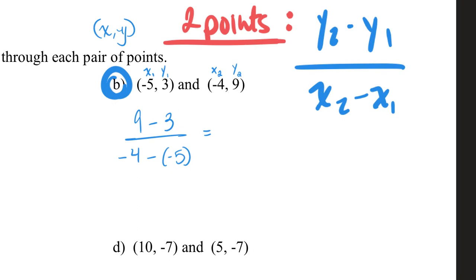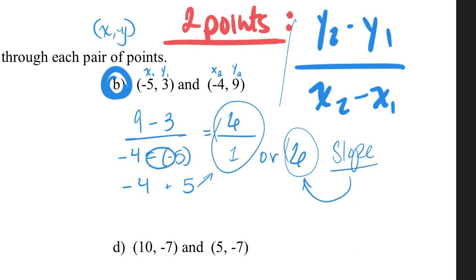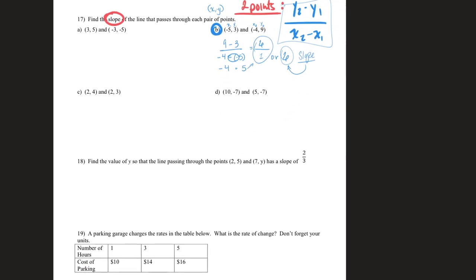Okay, 9 minus 3 is going to be 6. Now, please remember this, minus a negative means plus, so this is really saying -4 plus 5, which is just 1. So our slope is 6 over 1, or if it's over 1, you could just call it 6. Okay, that is our slope. And that's all these questions are asking for here, is it wants you to use the slope formula to find the slope of these 4 lines that you cannot see.